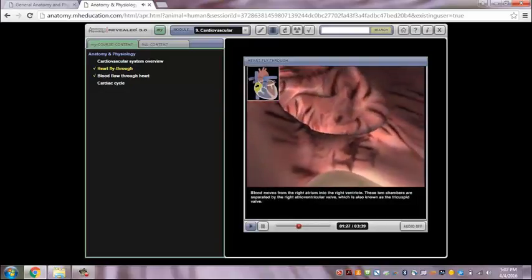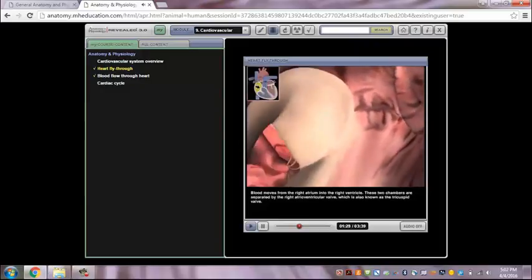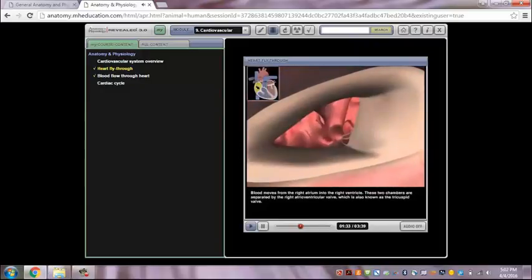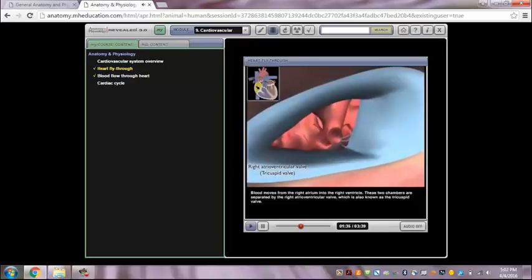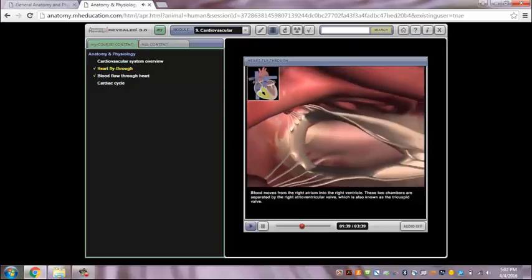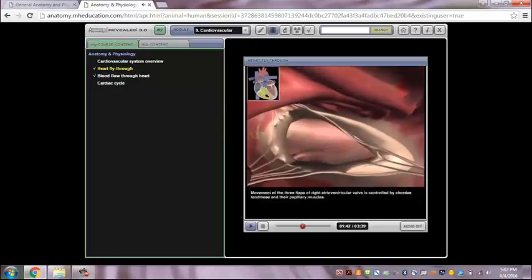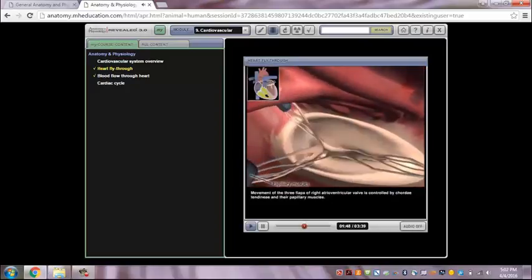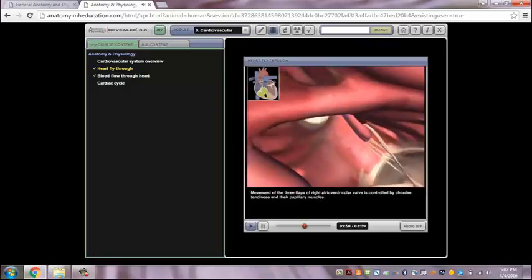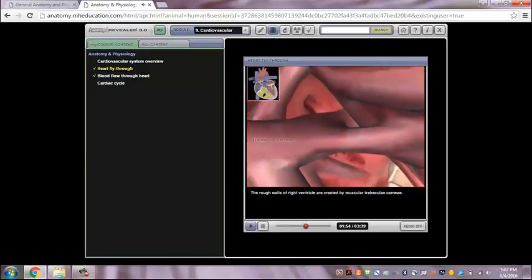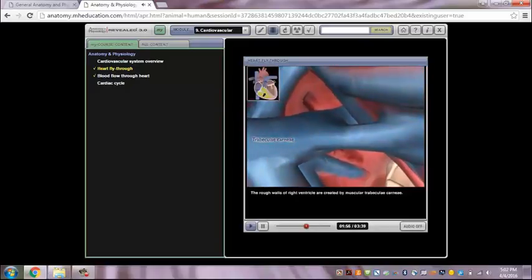Blood moves from the right atrium into the right ventricle. These two chambers are separated by the right atrioventricular valve, which is also known as the tricuspid valve. Movement of the three flaps of the right atrioventricular valve is controlled by chordae tendineae and their papillary muscles. The rough walls of the right ventricle are created by muscular trabeculae carneae.